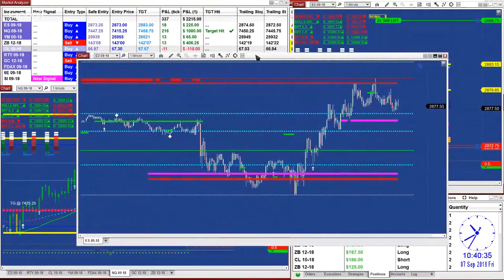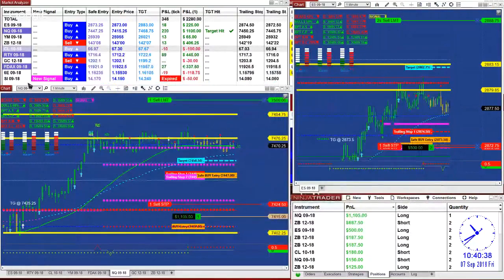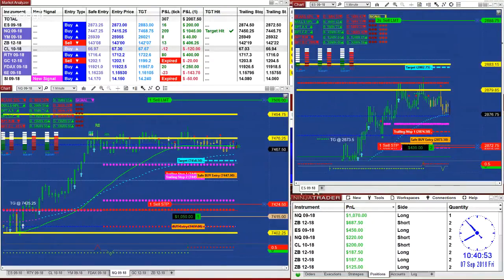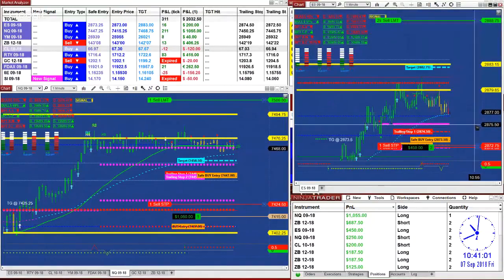We have a new signal on the silver. I don't trade the silver. Somebody has requested the silver. There is a new signal on the silver. It says buy, entry price 150, and then target is 14 to 40. I don't know. I never traded silver on NinjaTrader, so I cannot comment on that. It was a request by somebody following us on the YouTube.